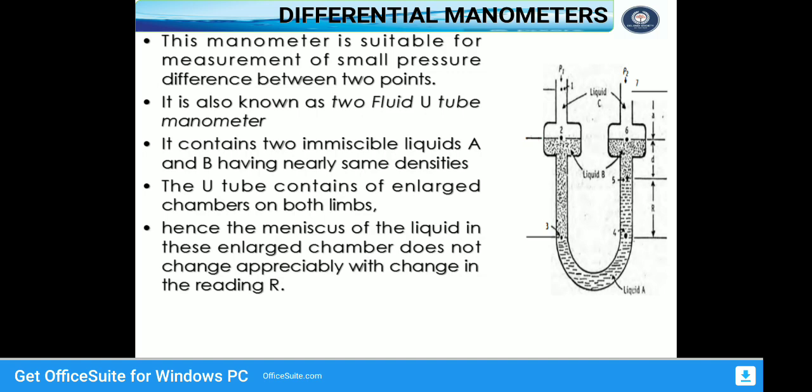Now the next part is the differential manometer. This manometer is suitable for measurement of small pressure differences between two points. It is also known as a two fluid U-tube manometer. It consists of two immiscible liquids A and B having nearly the same densities. The U-tube contains a large chamber on both limbs. Hence, the meniscus of the liquid in these enlarged chambers does not change appreciably with change in the reading R.